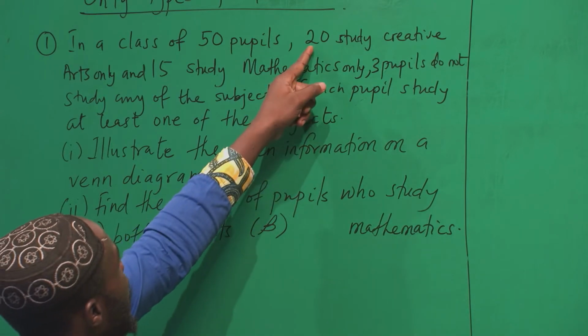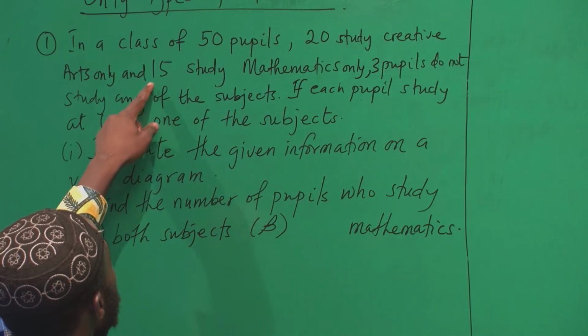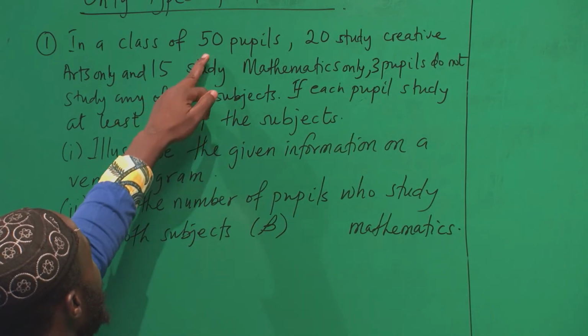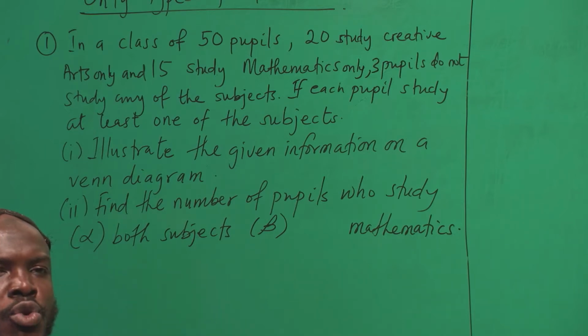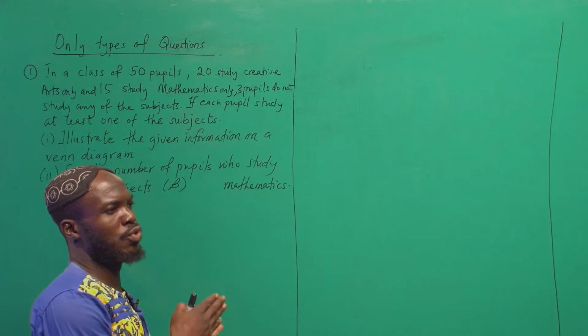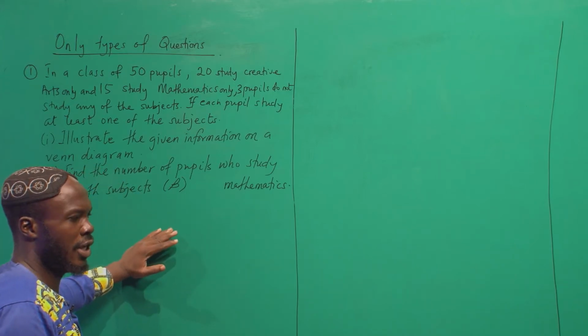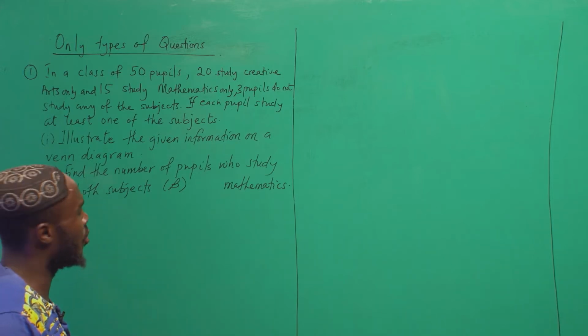So when we add 20 to 15, we get what? 35. So 35 plus 3, we have 38. The difference between 50 and 38 is 12. So this means that 12 students or 12 pupils are studying both subjects. This 12, we are now going to solve it here so that we would realize that the 12 we said is right.